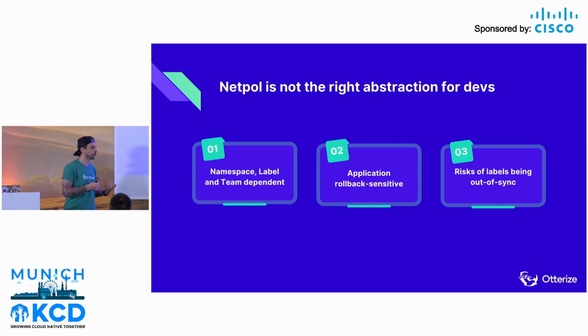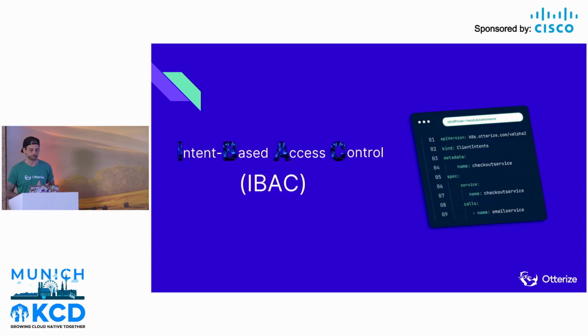So it's very difficult to maintain network policy at scale using labels. And the risk is that everything will stop working the moment labels are not synced, right? So definitely as a dev, network policy is not the right abstraction.